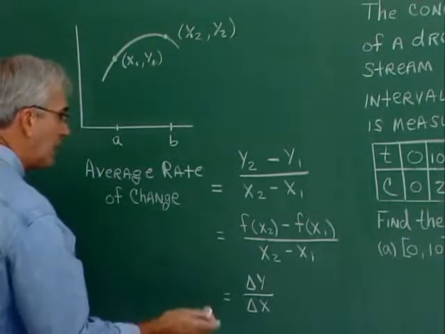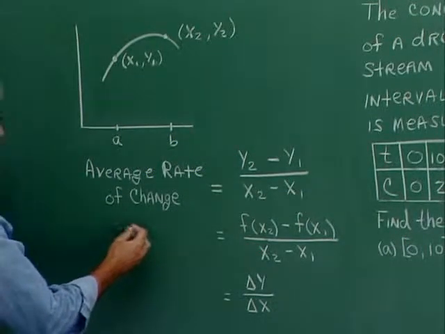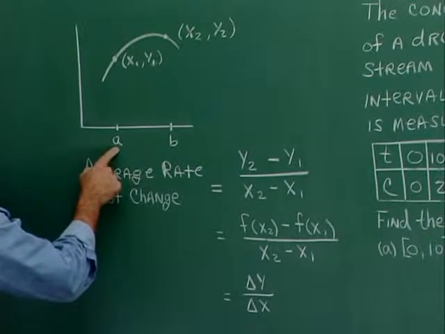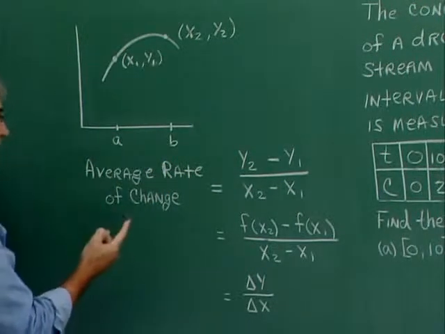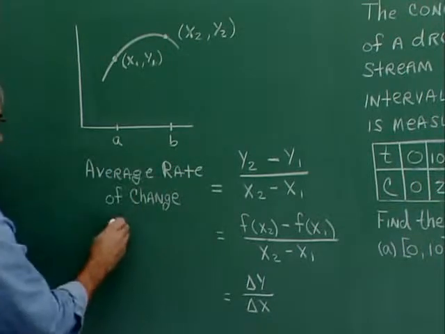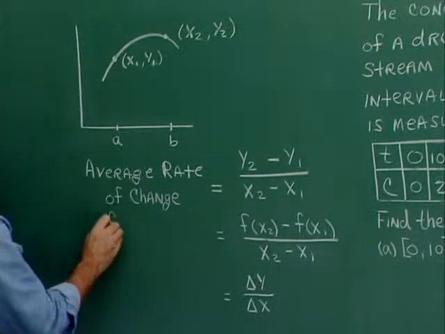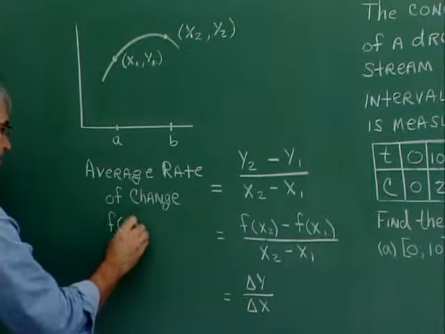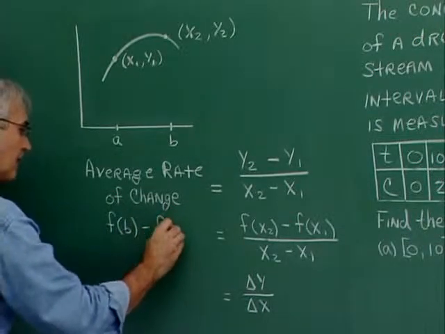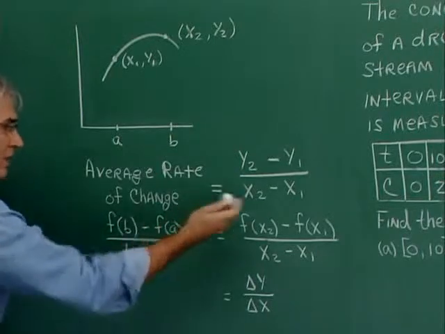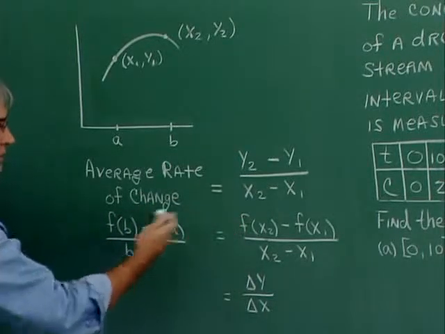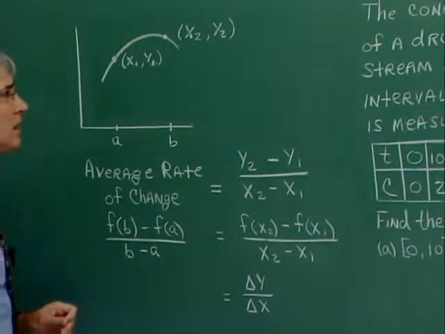Another notation, and one that's often used in textbooks, is this. If we're talking about a point a and a point b, then the average rate of change in the interval is f of b minus f of a over b minus a. It's just another way to do it, but very consistent with these others. Let's take a couple of problems.